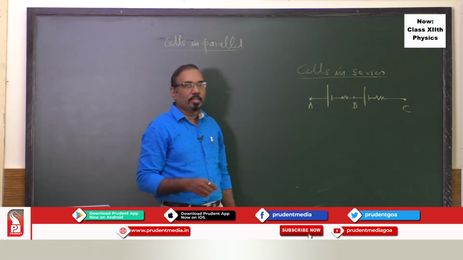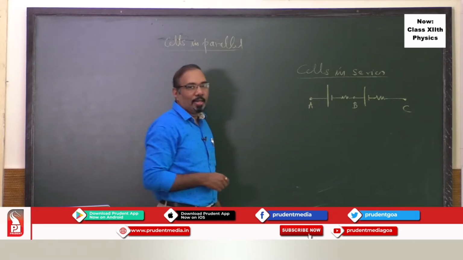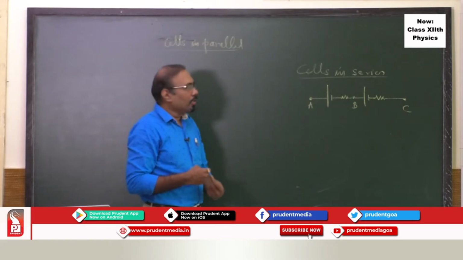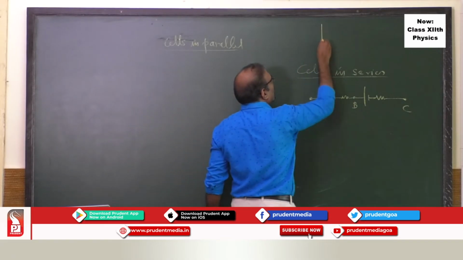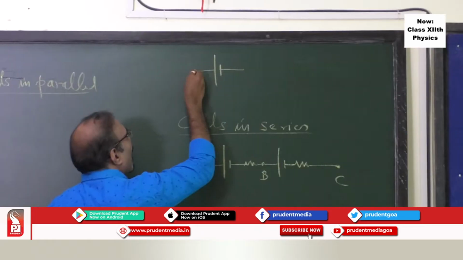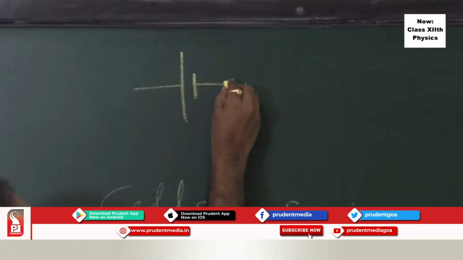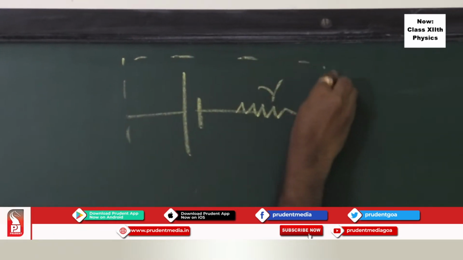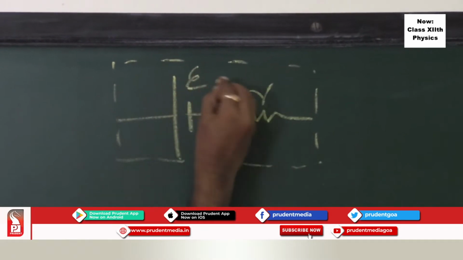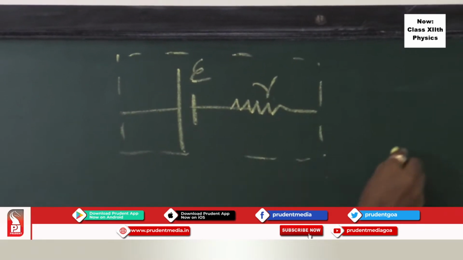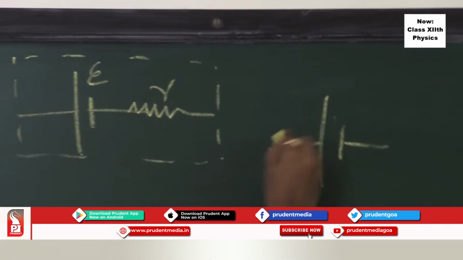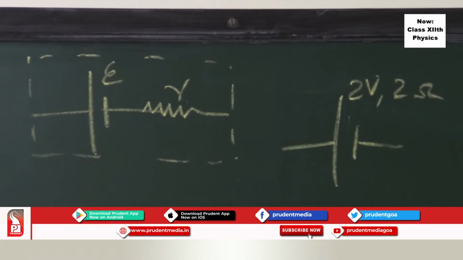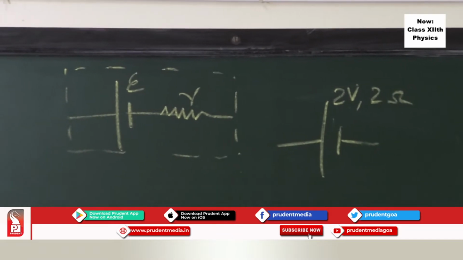Now, let's write down the symbol for the cell and how exactly one can represent a cell in a diagram. Suppose the symbol of the cell is this way. I hope you know the symbol of the cell. This is the internal resistance of the cell. This is the way we represent a cell in the diagram. This is the EMF, r is the internal resistance. Sometimes we draw a cell this way and write 2 volt, 2 ohm. What does it mean? 2 volt is the EMF of the cell, and 2 ohm is the internal resistance of the cell.